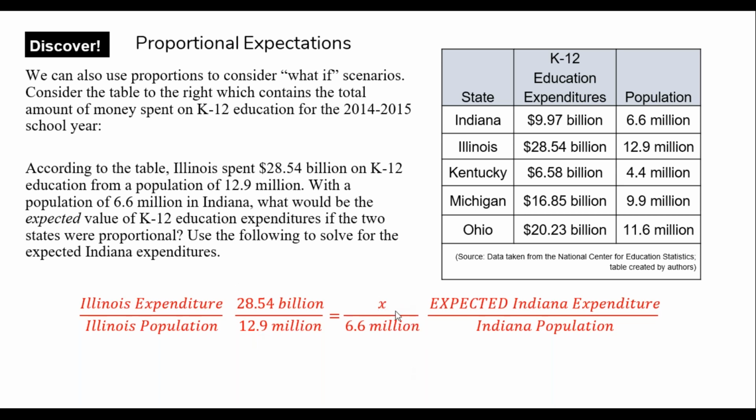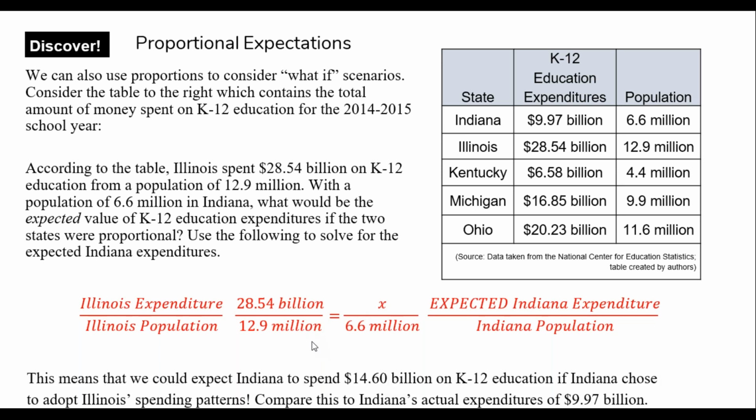Okay, so now we're figuring out if the population is this in Indiana, what would be the expected value in Indiana here. So remember, we're doing what if Indiana spent just like Illinois. So we're going to solve the proportion just like we did in the last section. We're going to be doing the cross multiplication. So if you watched my video, remember, we multiply the numbers across from one another and divide by the one opposite the x. It's always going to be that same order there.